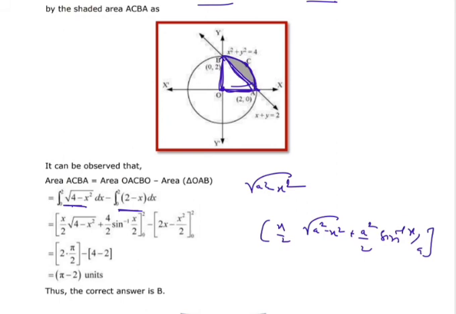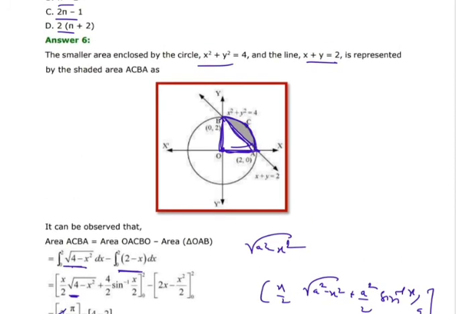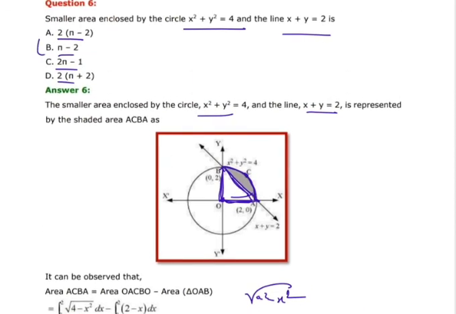Applying the upper limit here, what do we get? This term is neglected, 0. So 4 by 2 is 2, sine inverse of 2 by 2 is 1, sine inverse 1 is pi by 2, so it is 2 pi by 2, minus, applying the upper limit, 4 minus 2. The 2 gets cancelled, so it is pi minus 2, which is the required answer. So the correct answer is B.